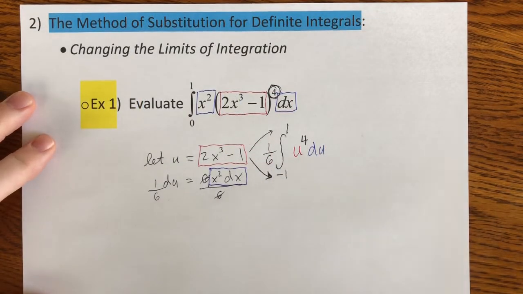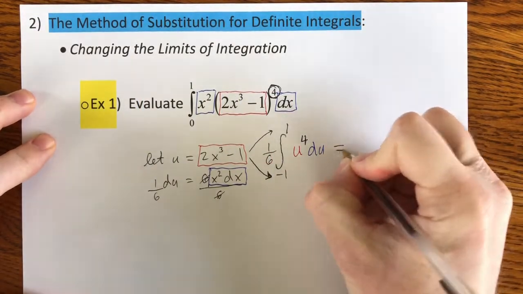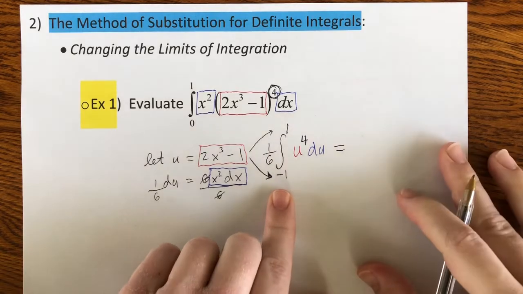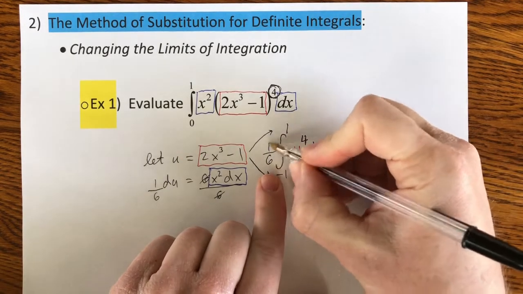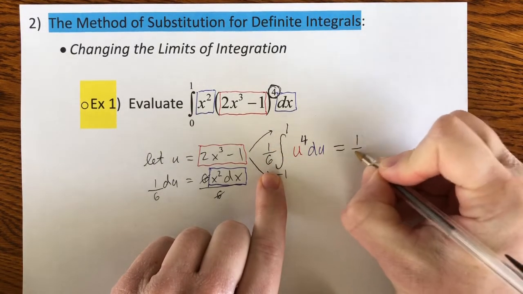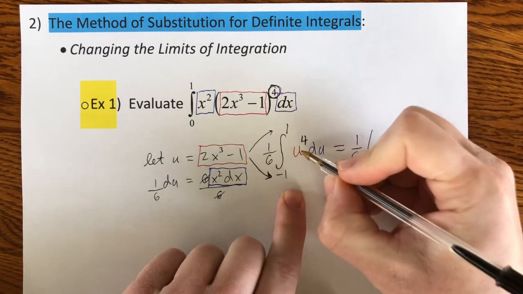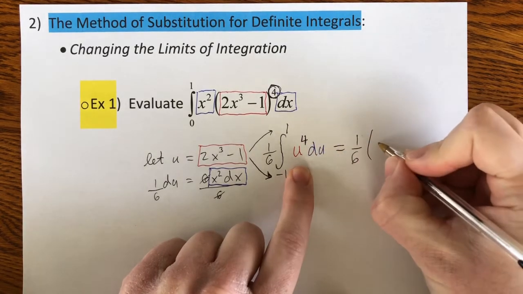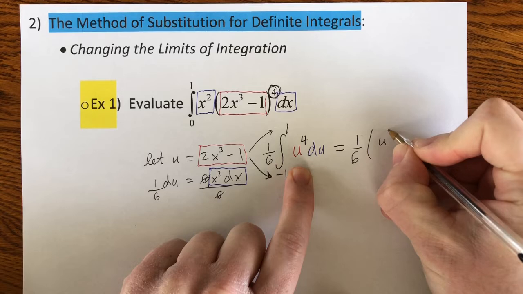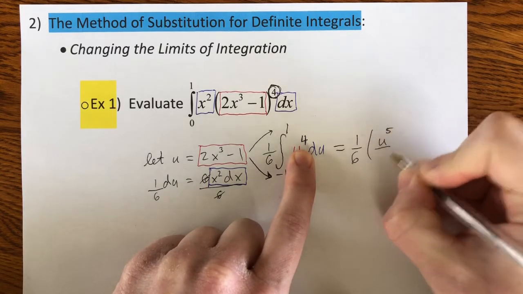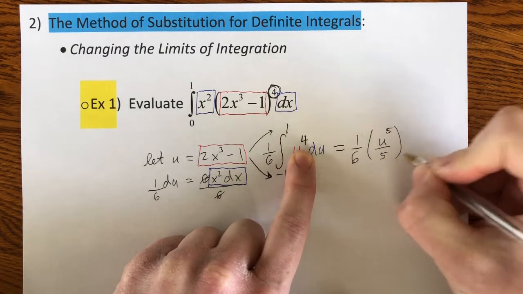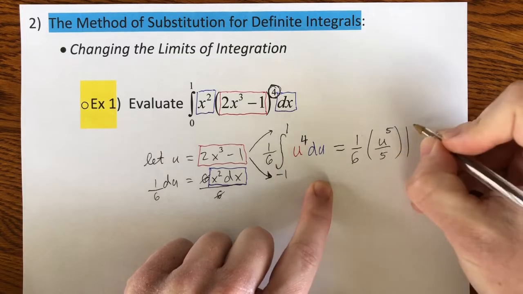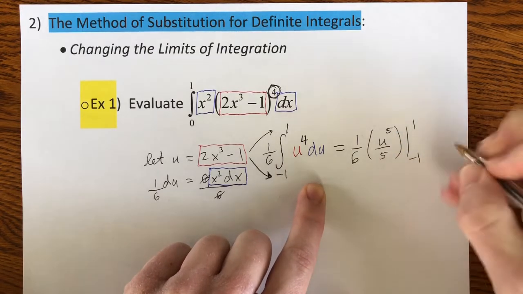All right, let's rock and roll and finish this thing now. So, what do we get? Well, the 1/6, that's your c value, that remains in front. And then we now integrate this, so that would give us u to the, what? 4 plus 1, 5, divided by the new exponent 5. Then we're going to look at evaluating this over the interval from -1 to 1.